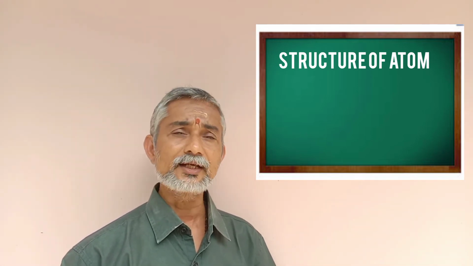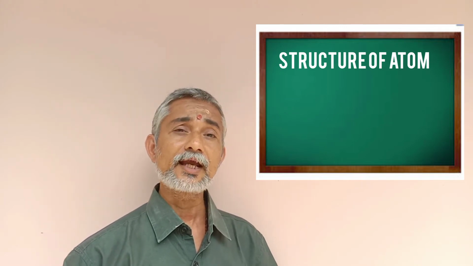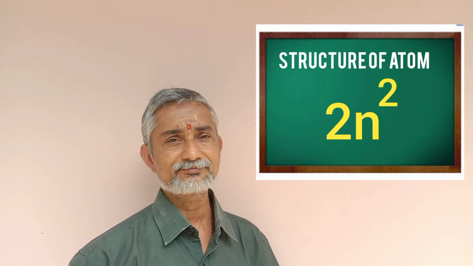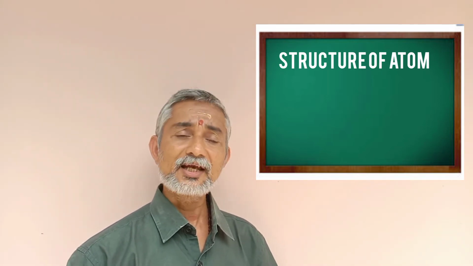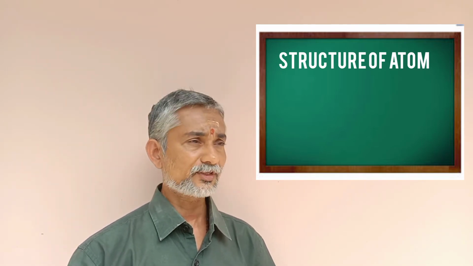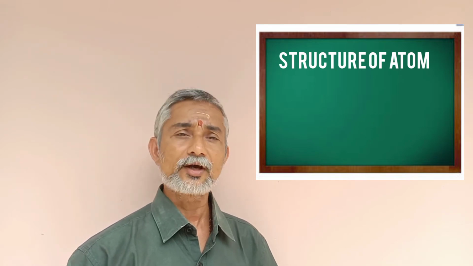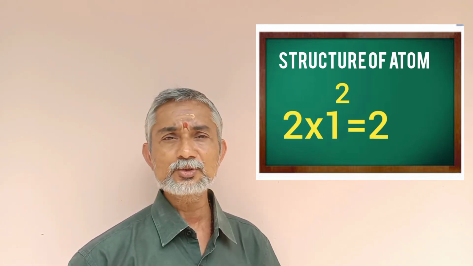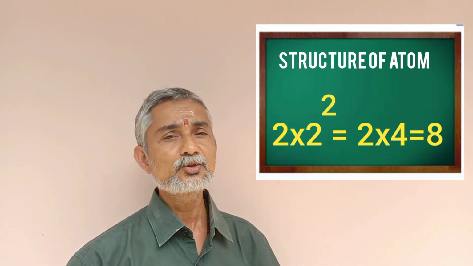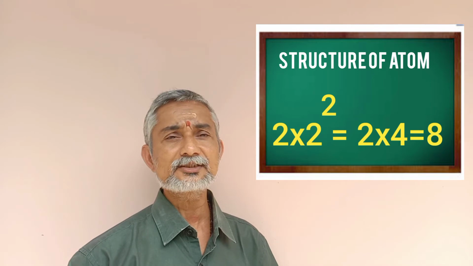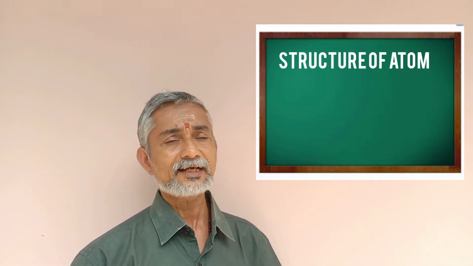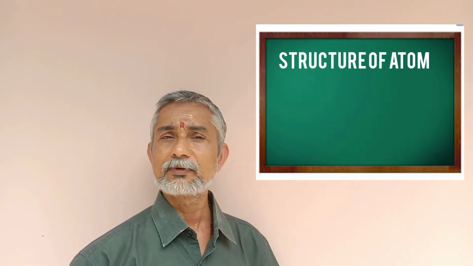And we can also calculate the number of electrons in an atom or in an orbit by the formula 2n square, where n is the shell number or orbit number. For example, for the first orbit, 2n square is 2 into 1 square, which is equal to 2. In the second orbit, that is 2 into 2 square, 2 into 4, which is equal to 8. Like that, the maximum number of electrons that can be accommodated can be calculated.